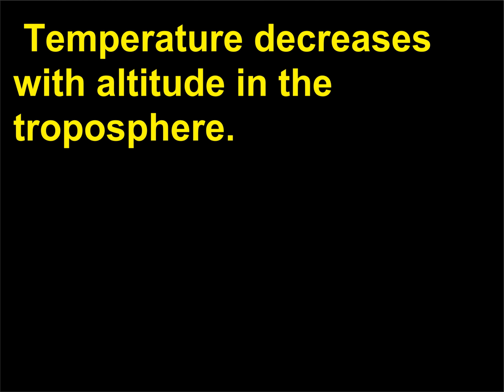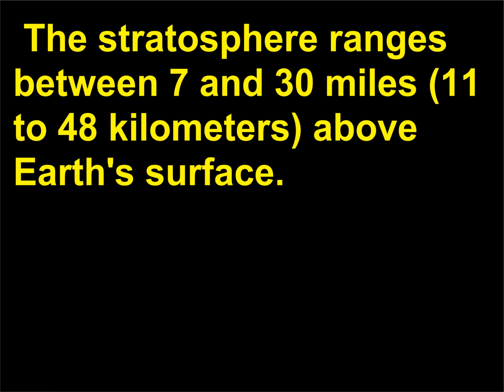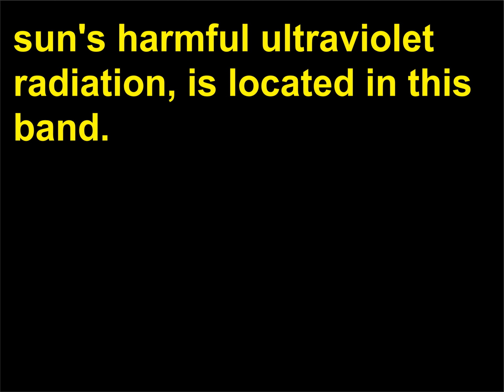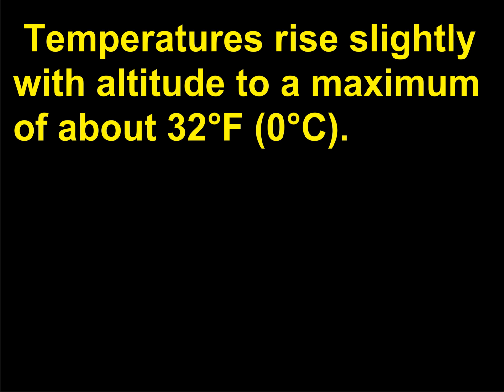Most clouds and weather form in this layer. Temperature decreases with altitude in the troposphere. The stratosphere ranges between 7 and 30 miles, 11 to 48 kilometers, above Earth's surface. The ozone layer, important because it absorbs most of the sun's harmful ultraviolet radiation, is located in this band. Temperatures rise slightly with altitude to a maximum of about 32 degrees Fahrenheit, 0 degrees Celsius.